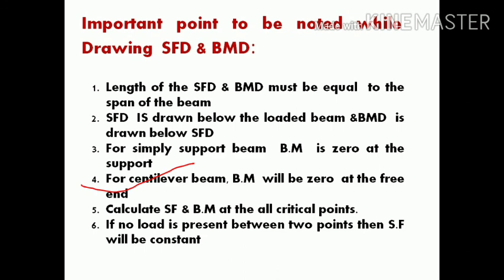Next point, calculate the SF and BM at all critical points. All critical points must be calculated for the SF and BM diagrams of loaded beams. If no load is present between two points, then the SF will be constant. In the absence of any load between the two points, the BM diagram is constant.